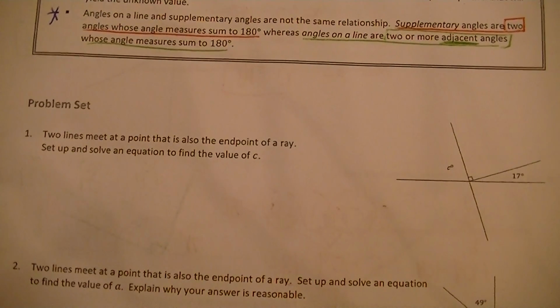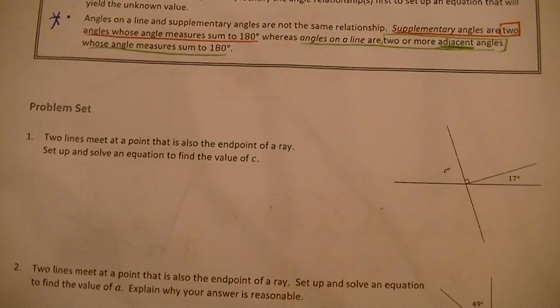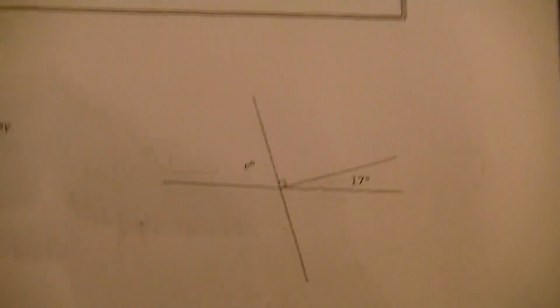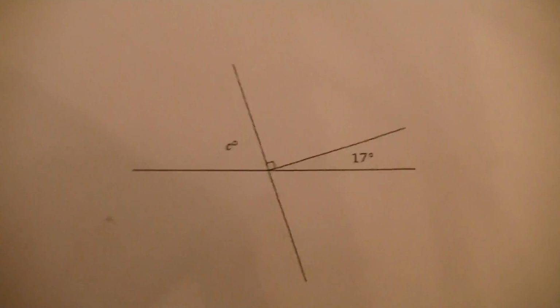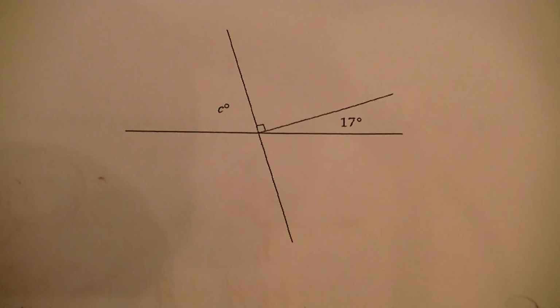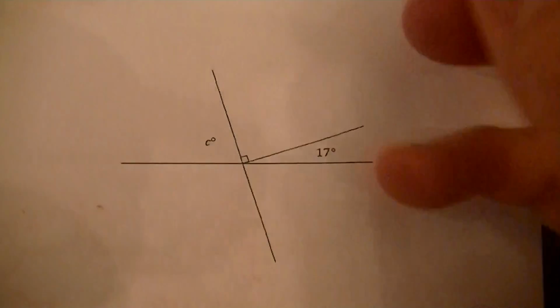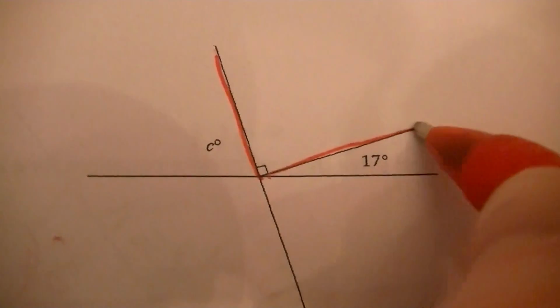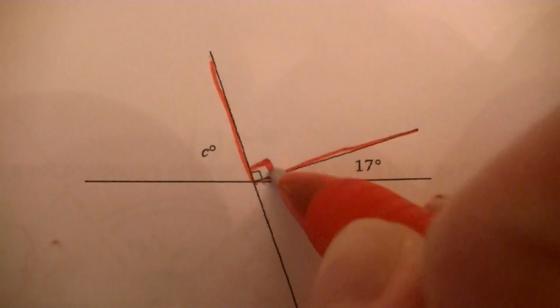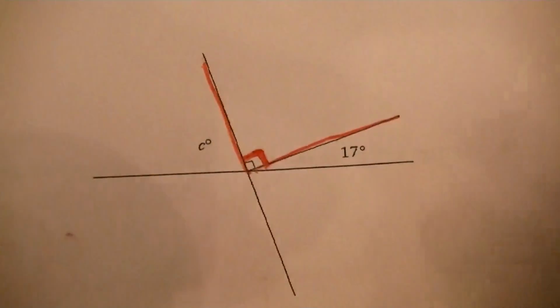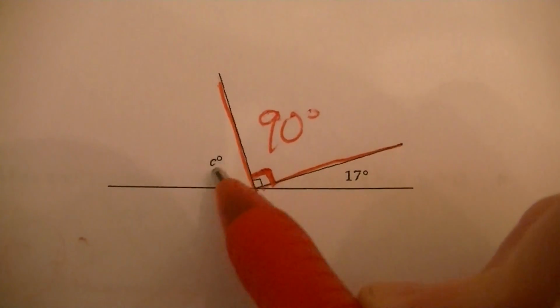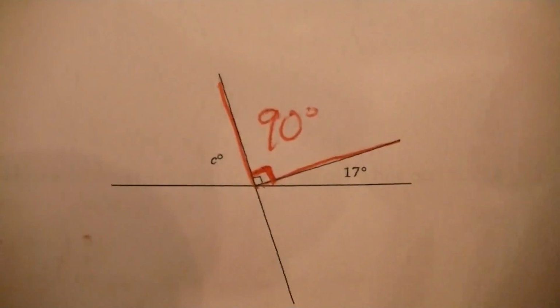Two lines meet at a point that is also the endpoint of a ray. Set up and solve an equation to find the value of C. So just looking at this picture right here, I'm going to identify information that I already noticed. I see that this box right there means 90 degrees, and I just wanted to put some color on it so you could see it better. All right, so I know that's 90 degrees right there. And we're supposed to find the value of C, so we can figure out how many degrees that is.